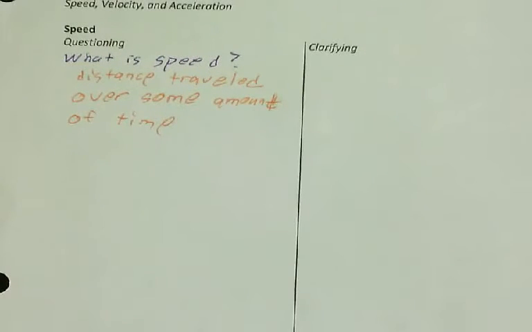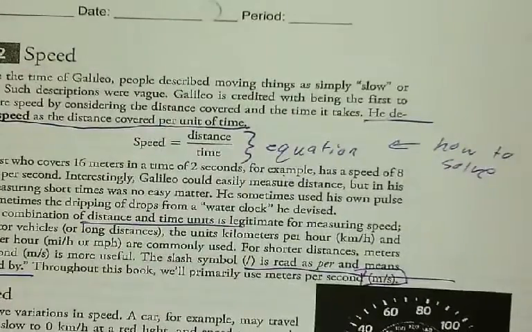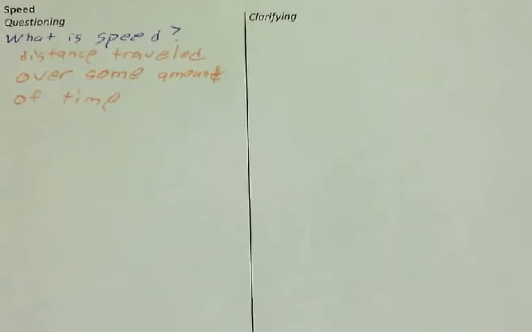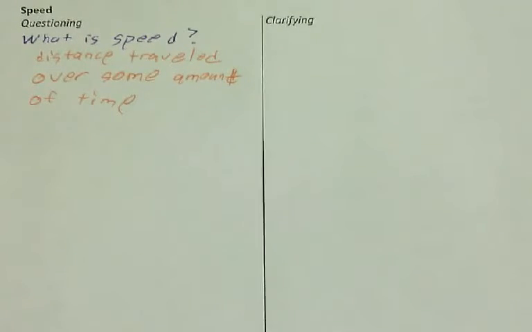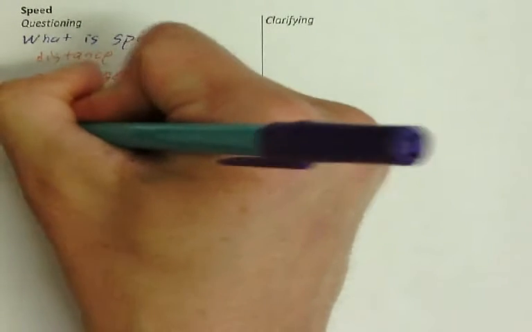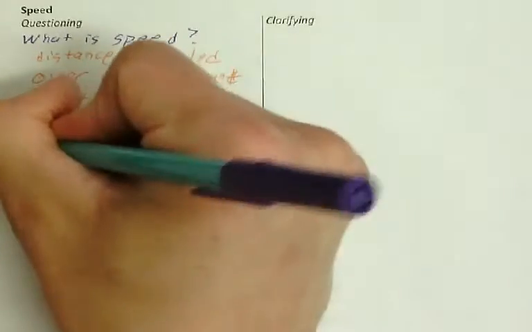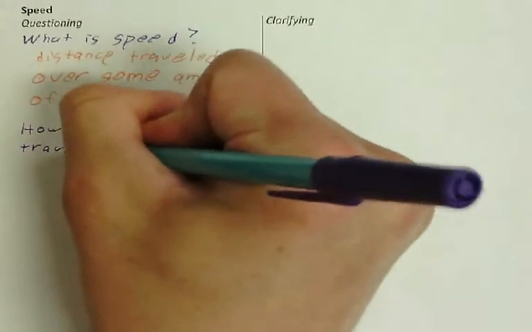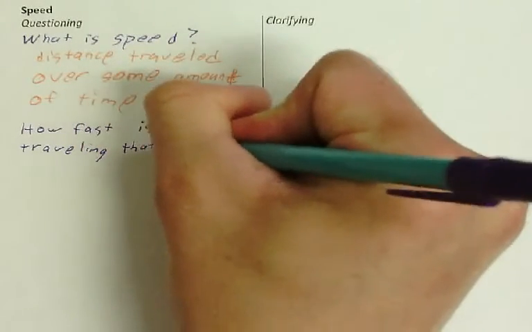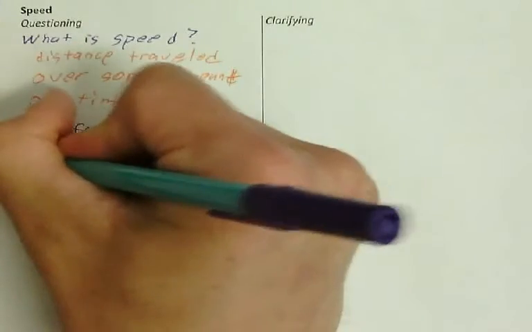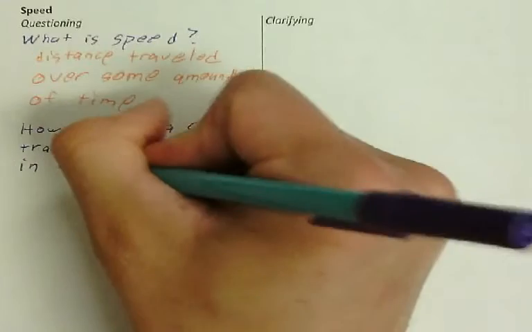So now I go back and I say, okay, next thing that stood out to me is how to solve. Okay, so there's an equation thing. So remember, some of the questions should be basic questions, but some of them should be more in-depth. So this is a good chance to do a more in-depth one. So I'm going to say, how fast is a car traveling that goes 10 miles in 2 minutes, which is very fast.